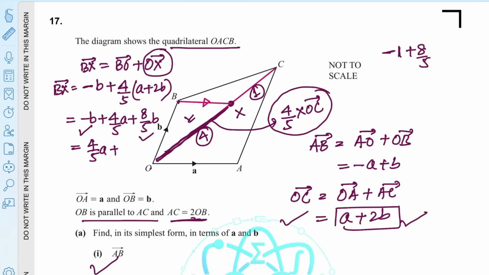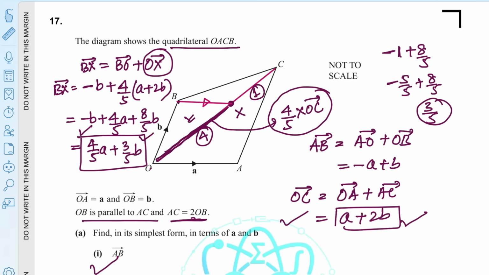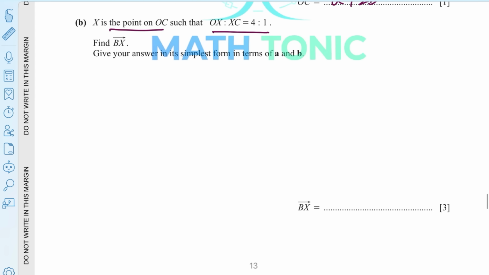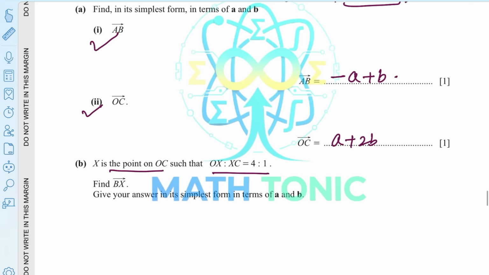So minus 1 means I can write it as minus 5 over 5 plus 8 over 5, if you try to simplify. So 8 minus 5, it will be 3 over 5, right? So I can write down this will be 3 over 5 b. This is the answer for this question, BX vector. Is it okay? So 4 out of 5 a plus 3 out of 5 b. So let me write this answer. So 4 out of 5 a plus 3 out of 5 b is the answer for this question.